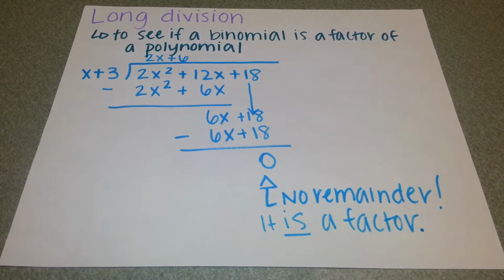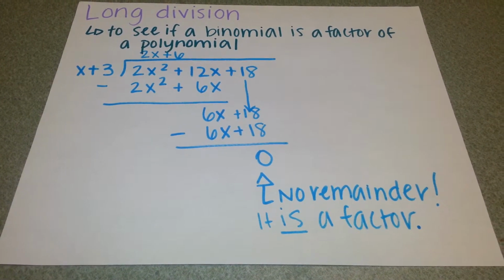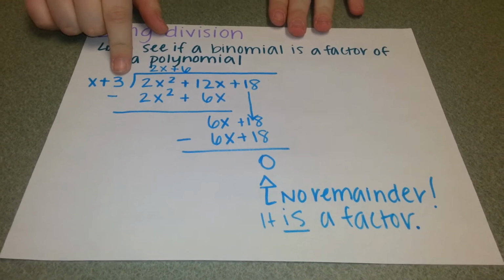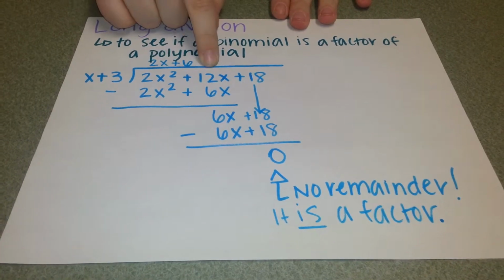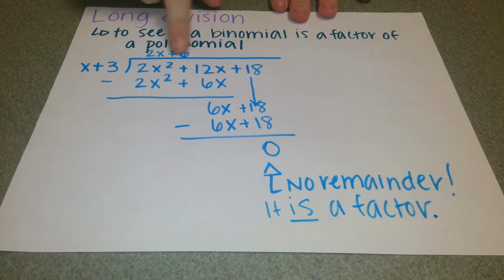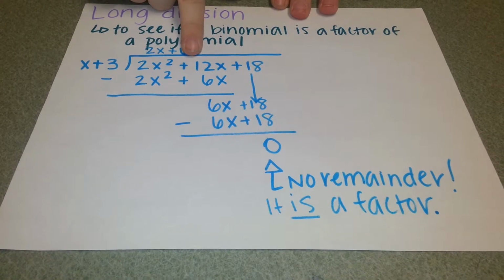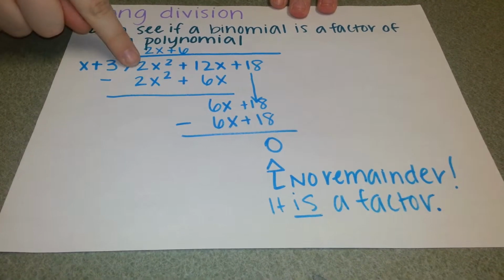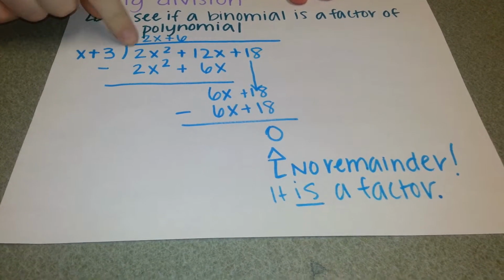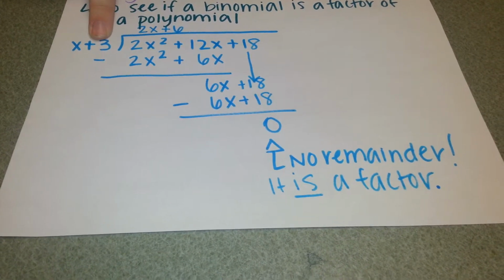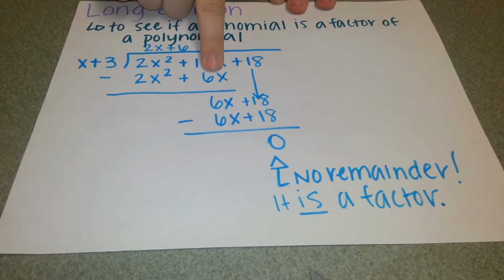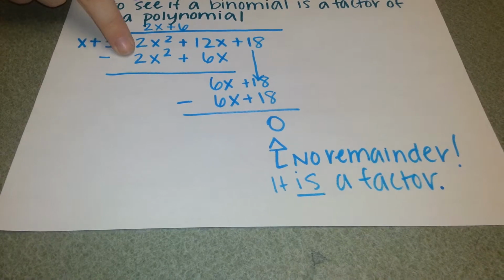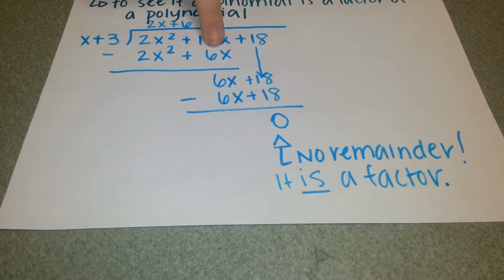Now, if we need to see if a binomial is a factor of a polynomial, we can do long division. We have this x plus 3, and you divide it into 2x squared plus 12x plus 18. We need to see if this will go into this polynomial. So you take this 2x squared and see if x will go into it. It goes in 2x times. You take this 2x and multiply it by 3, and you get 6x. You take the answers. X times 2x is just 2x squared, and 3 times 2x is 6x.